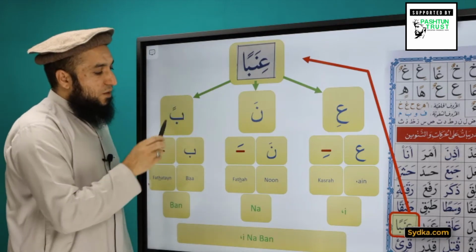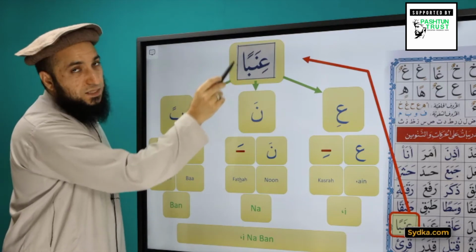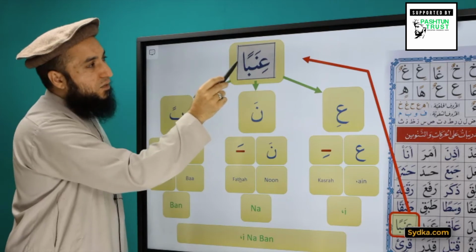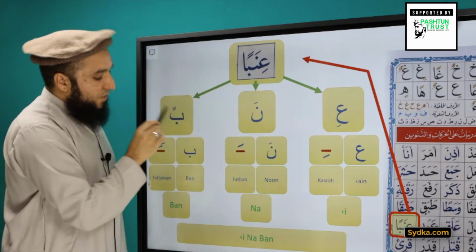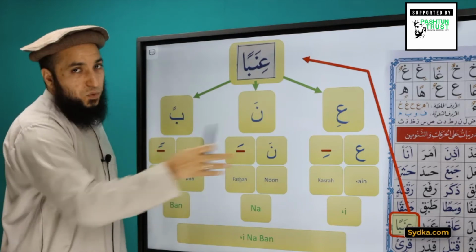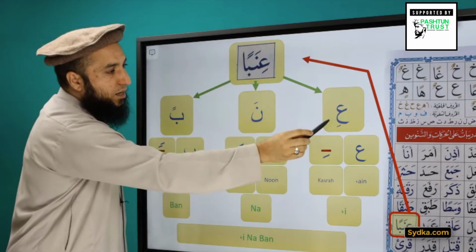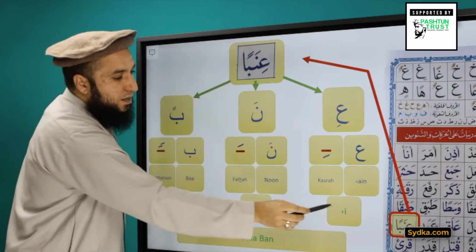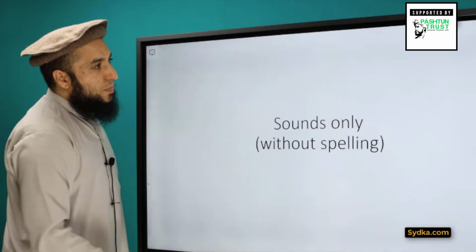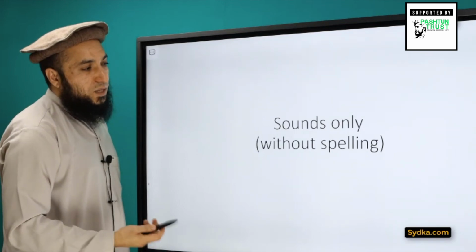The third syllable we have is ba fathatin ban, but if you notice here, this alif is silent. So ba is not silent, and then we have fathatin, and the alif is silent. Ba fathatin ban. So now we combine these three syllables, we have aina ban, aina ban. The next three slides would be sounds only without spellings.